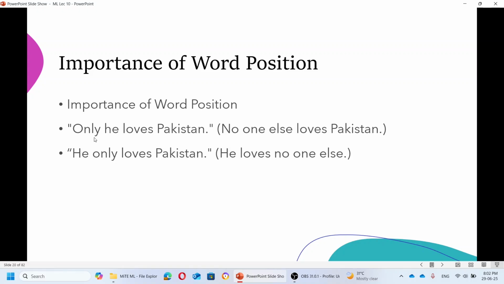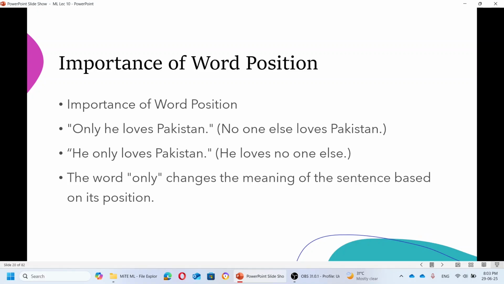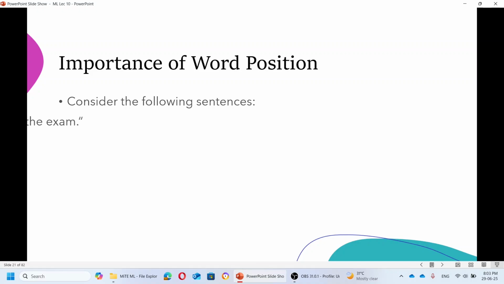of the sentence. When we have to do things like mood classification, then we have to see where and how that word is used, whether it is used in a positive meaning or a sarcastic meaning. So the word only changes the meaning of the sentence based on its position.